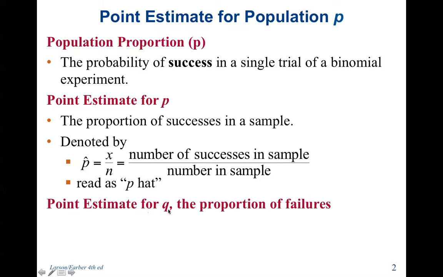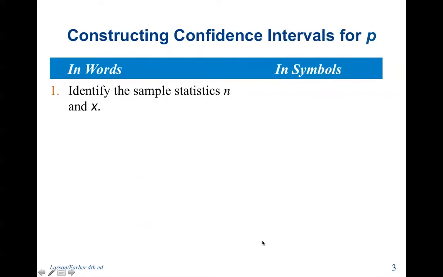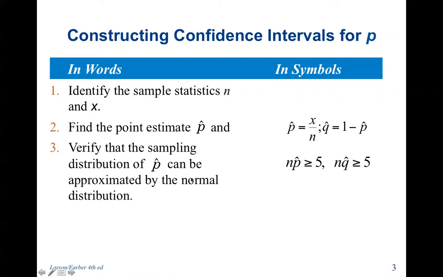The point estimate for q is the proportion of failures. This one is denoted by q hat, and it is just as simple as 1 minus p hat. So in words, first identify the sample statistics n and x. Number 2, we need to find the point estimates p hat and q hat. p hat is x divided by n, and q hat is 1 minus p hat.